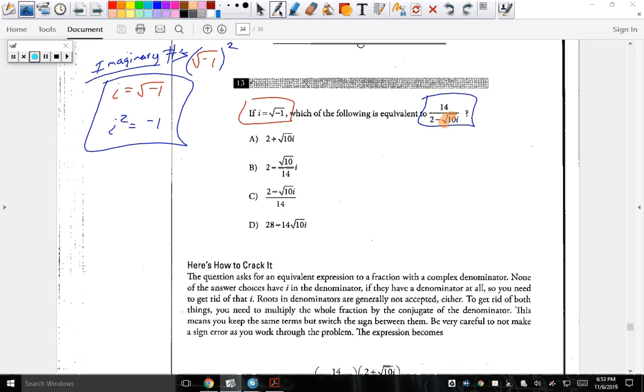Right here, rationalizing the denominator, let's say I have something that looked like that. Totally new problem.